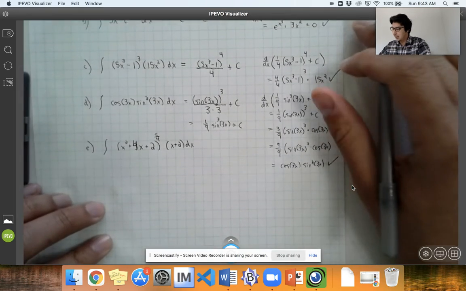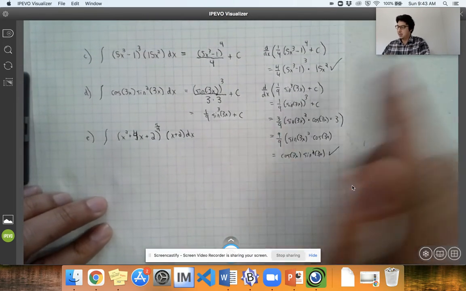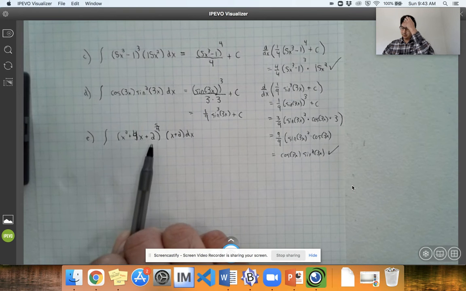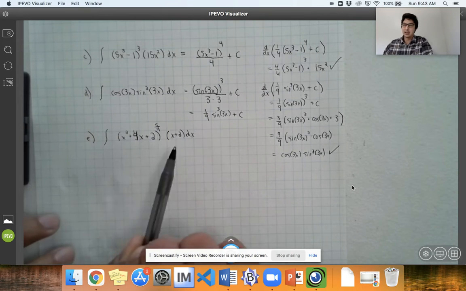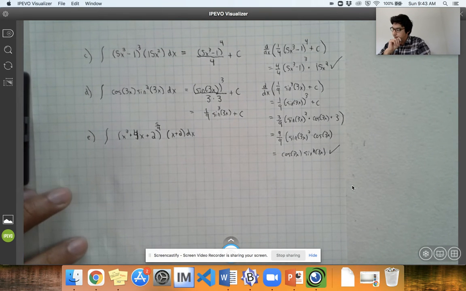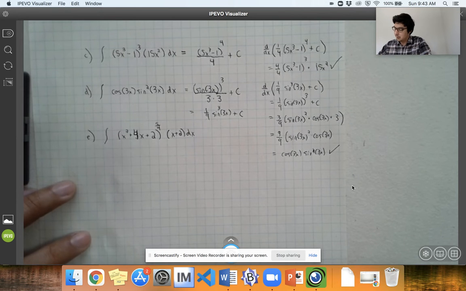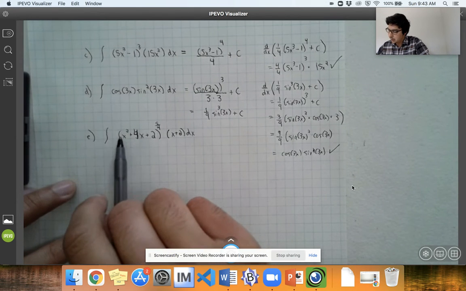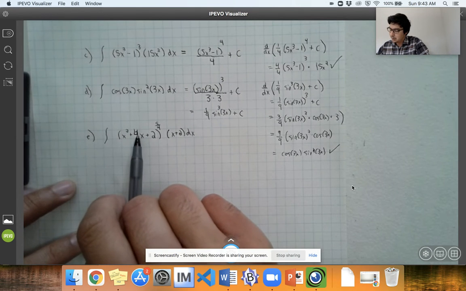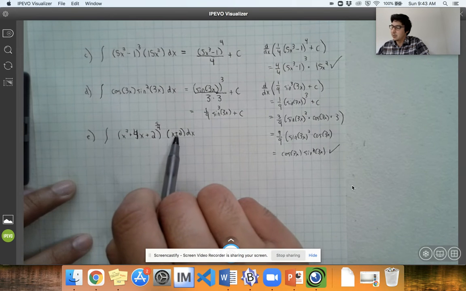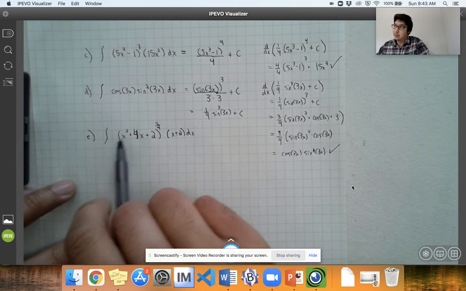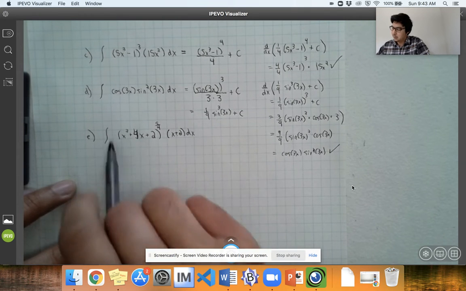Okay? And then one more, part E. What's the derivative of (x squared plus 4x plus 2) raised to the power of 5/4 times (x plus 2) dx? So what am I seeing here? I see that the derivative of x squared plus 4x would give me a 2x plus 4, and a 2x plus 4 is related to x plus 2. Well, if I pull out a 2, that'll work. So this is going to help us out.